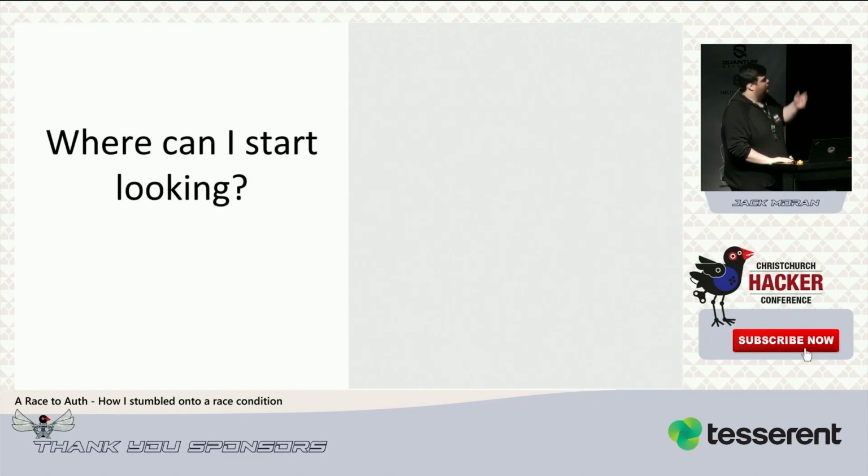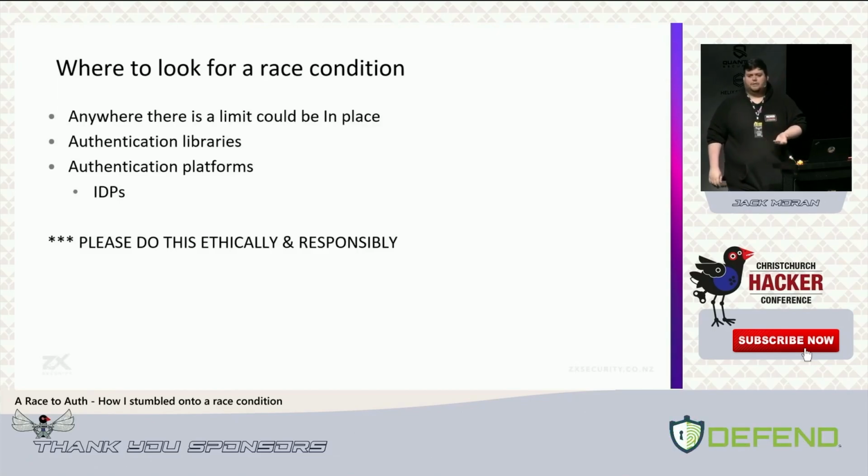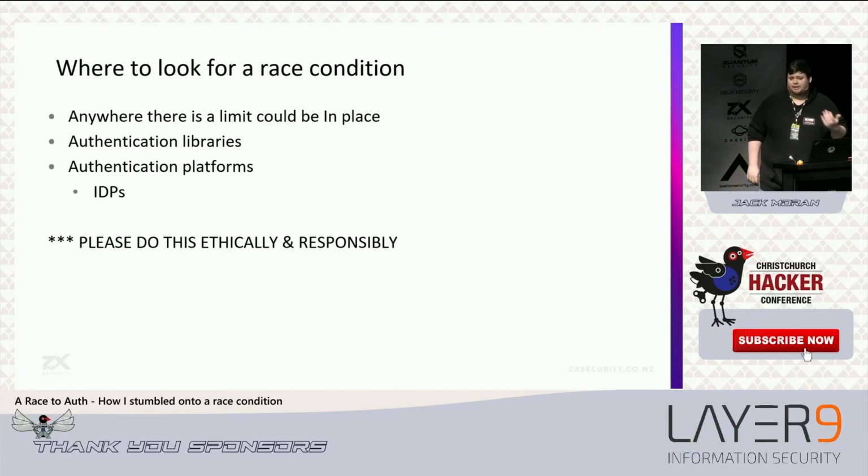Okay, but I've talked about all of this. Where can I start looking for these bugs? Anywhere that has a limit in place, really. See if you can race it. Authentication libraries, authentication platforms, or IDPs, they're great examples. But also, I'm saying this, do it ethically and responsibly. Make sure they have a disclosure program.